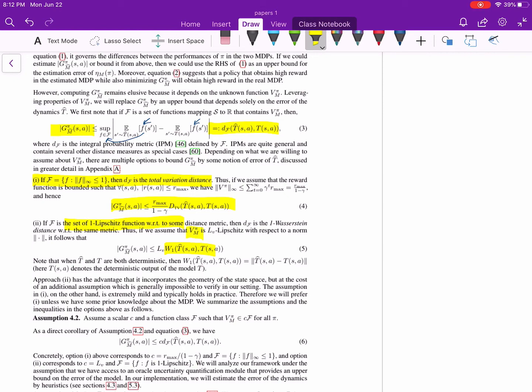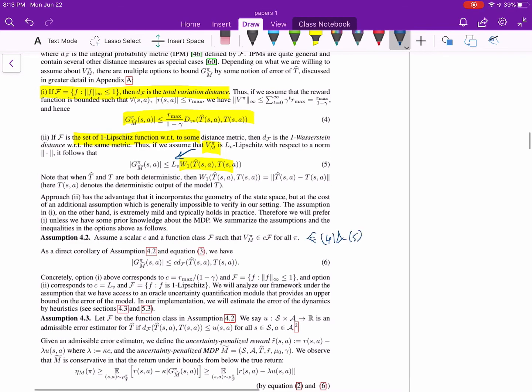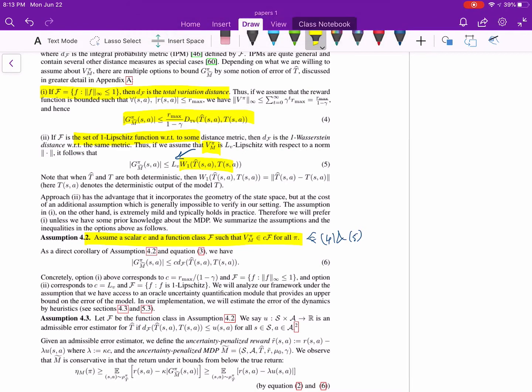From 4 and 5 we could make this assumption 4.2, which makes sense. And from 4.2, the assumption 4.2 will lead us to the characterization of this error.